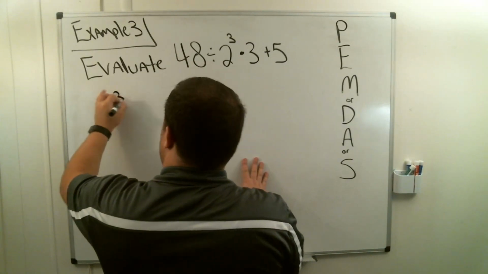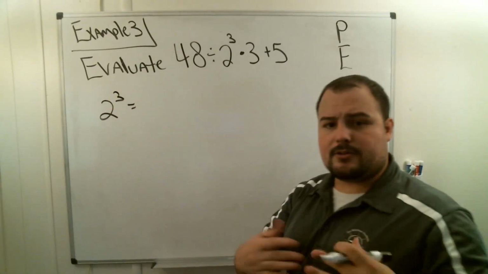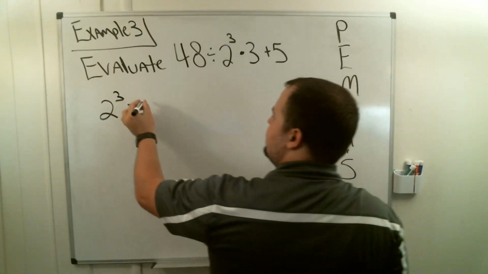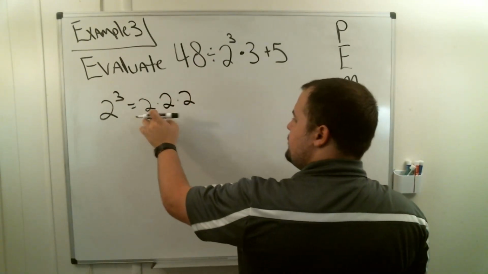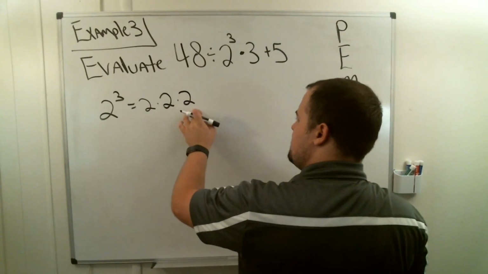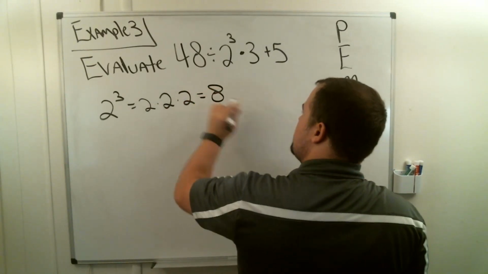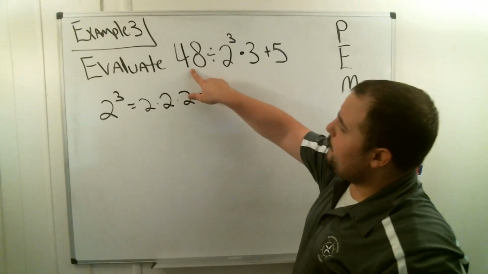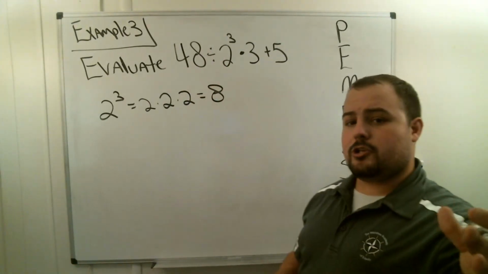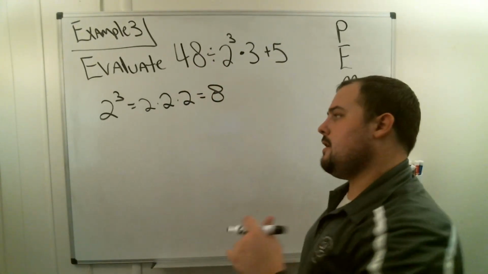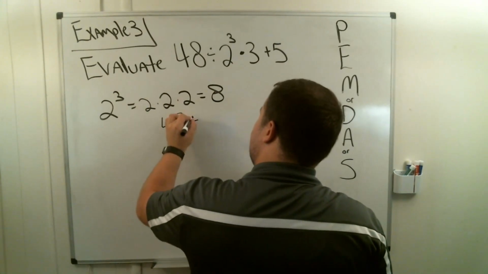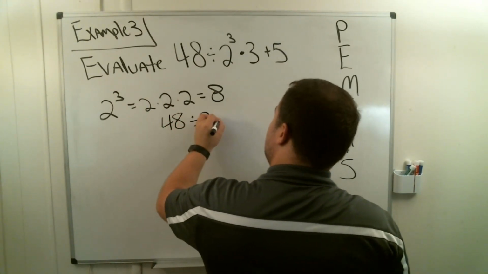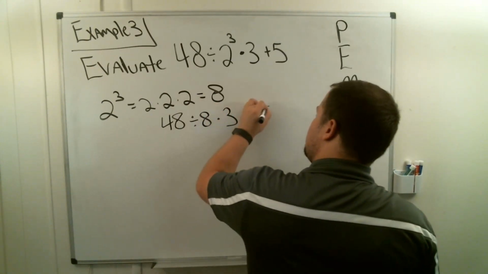So we have 48 divided by 2 to the 3rd power. I'm going to write 2 to the 3rd power, and expand that out so I can figure out what that is. That's 2 times 2 times 2. Well, 2 times 2 is 4. 4 times 2 is 8. So right now, I know that this is actually 48 divided by 8. So we're going to rewrite that problem. We have 48 divided by 8 times 3 plus 5.